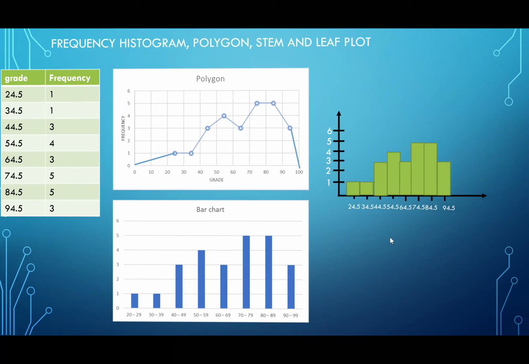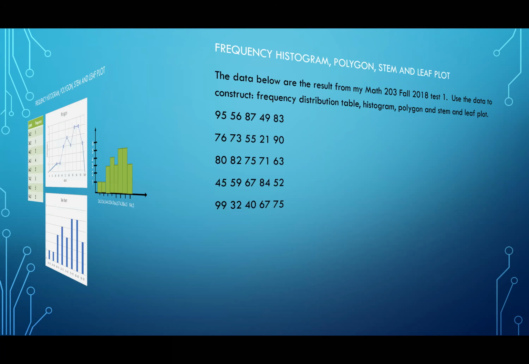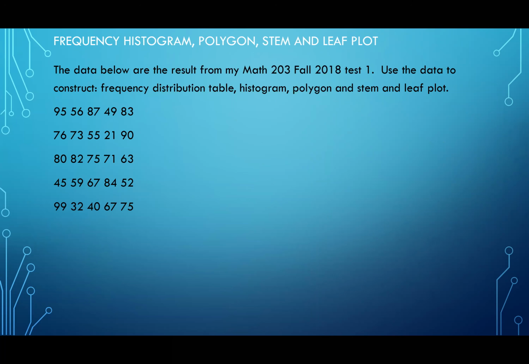Now, let's take a look at this thing here. This is probably the only thing that you have not seen along the way. Your histogram and your polygon you probably saw along the way. This is probably the only thing that you have not seen, which is the stem and leaf plot. So how do we construct the stem and leaf plot here?